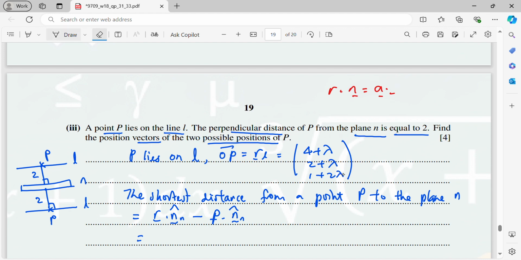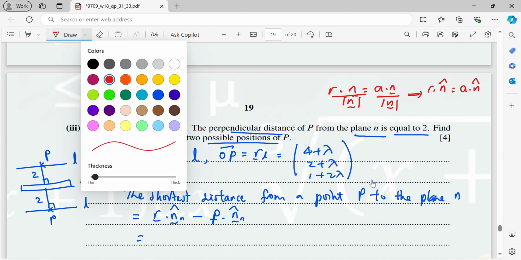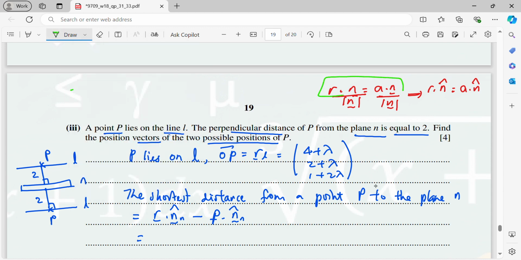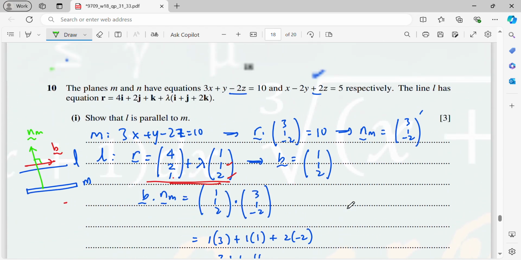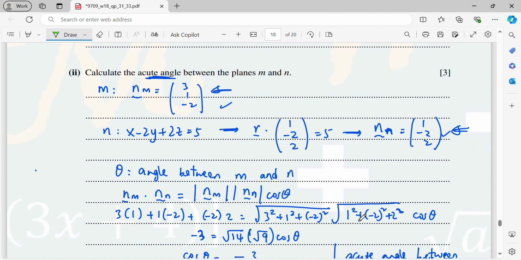Therefore, the hat is basically the unit vector. So that means you divide by the magnitude. That means now you will be getting r dot n hat equals a dot n hat. Right? So initially it was r dot n equals a dot n. This is the vector equation of the plane. Therefore now, when you refer back to the plane N, this is a dot n. Alright, so I will just take this over the magnitude of the (1, minus 2, 2). That will be the a dot n hat.